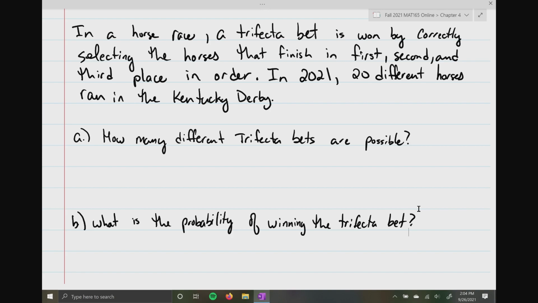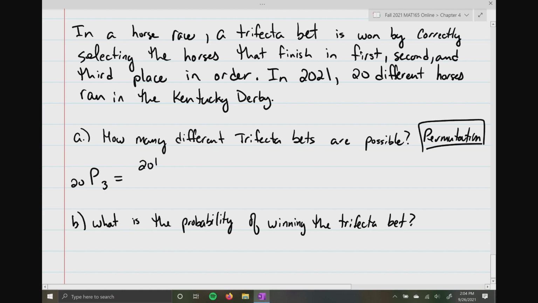You need to pick first, second, and third place. So because there is a natural order, we're going to use our permutation rule. Okay? So let's set it up. 20 permutation 3. And so if you think about it, 20 total horses. 3, that's the number you're picking. So this is going to be equal to 20 factorial divided by 20 minus 3 factorial, which is equal to 20 factorial over 17 factorial.